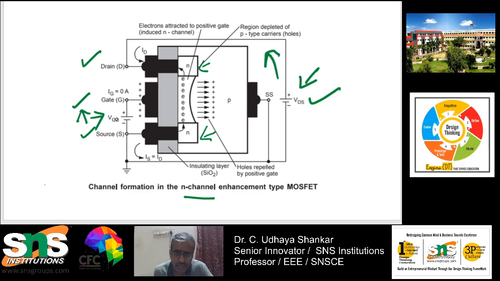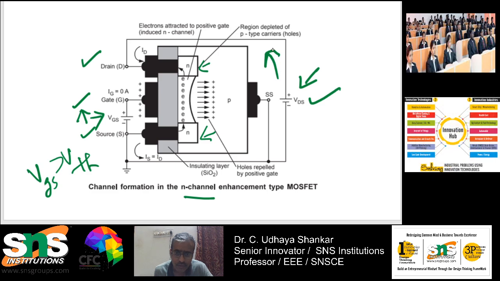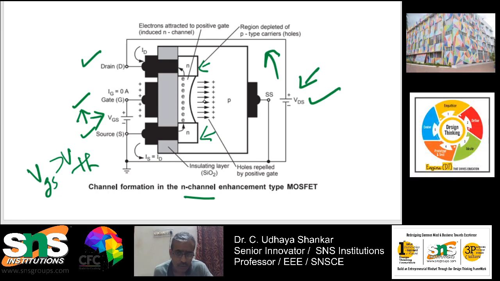Once the VGS is greater than the threshold voltage, the channel will be there, and because of which the VDS voltage will be producing a current ID which will be flowing through this channel. So this is how it works.